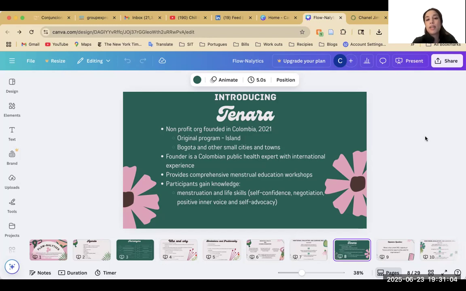And Tenara provides comprehensive menstrual education workshops to girls, typically ages 9 to 15, sometimes younger, sometimes older. The participants gain knowledge on menstruation, and on life skills such as self-confidence, negotiation, positive inner voice, and self-advocacy.